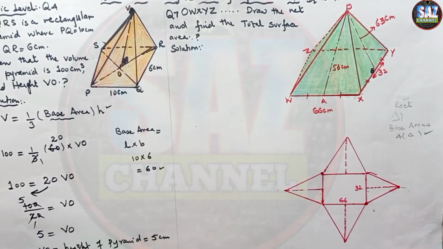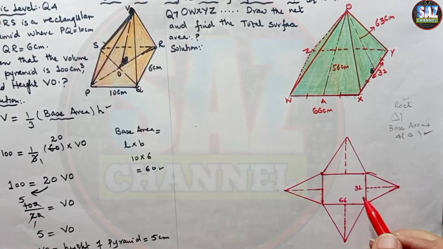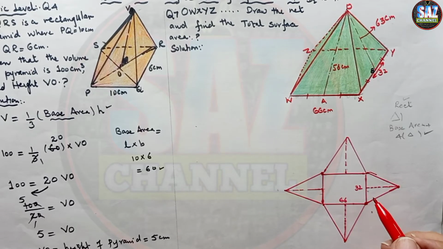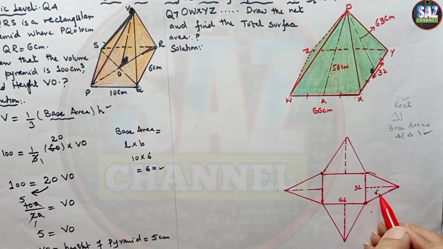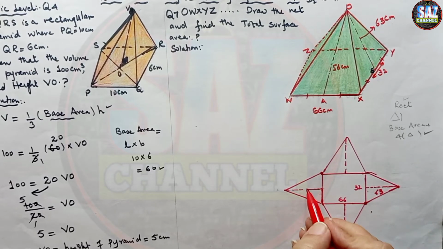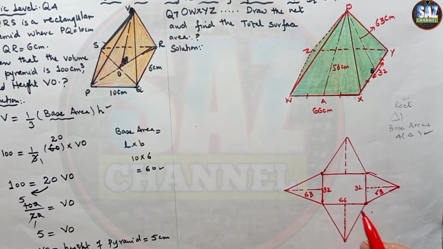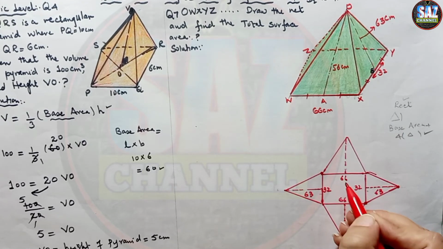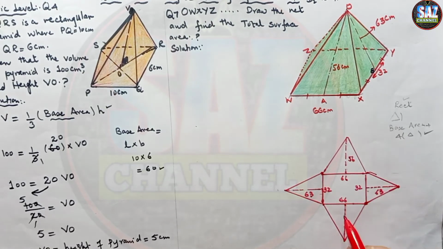Now let me label these triangles as well. Look, 32 is the base and this side has the height 63 centimeter. Let me look into the book. Yes, this is 63 centimeter, and the same here, this is 63 centimeter and the base is 32, and here it is 66, and this side is 56, height is 56 and this is 56.